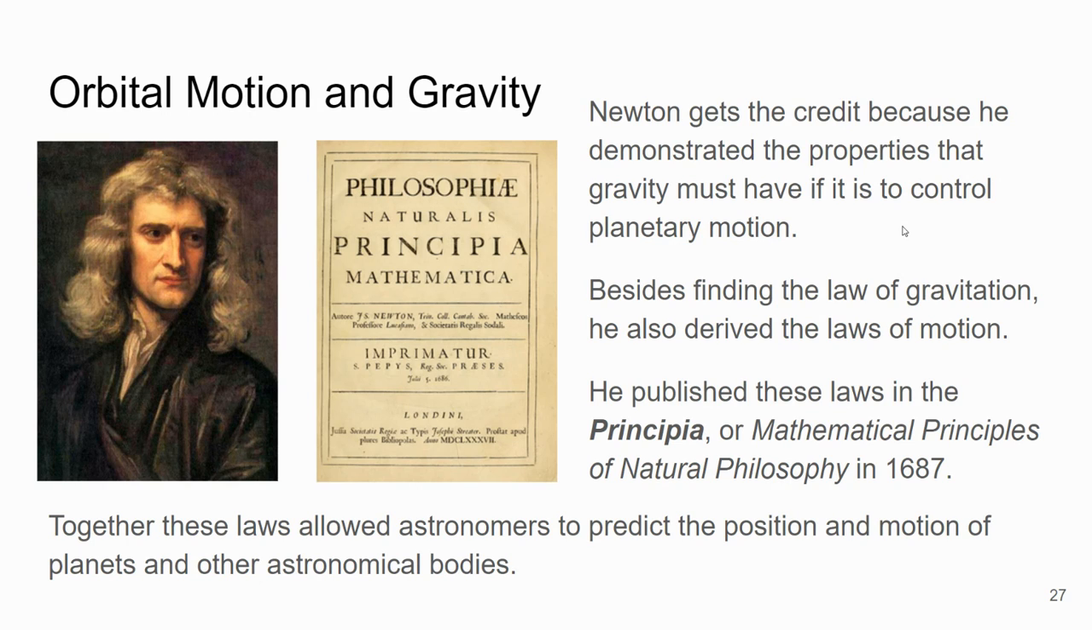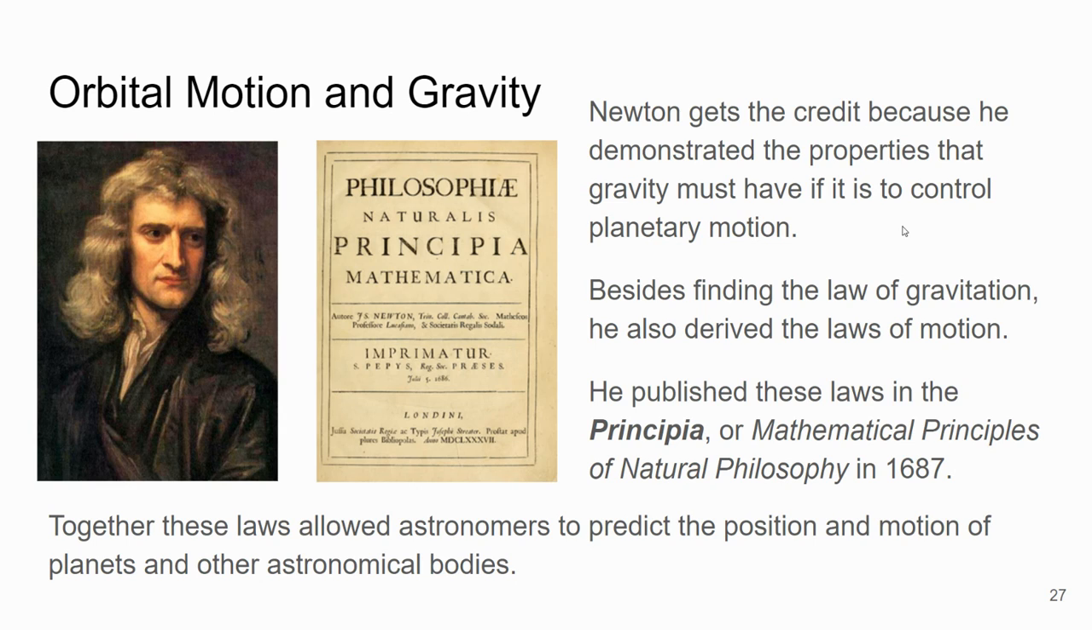So Newton, in 1687, published the first edition of this book called the Principia, or Mathematical Principles of Natural Philosophy, or in Latin, Philosophiae Naturalis Principia Mathematica. So this is a hugely important book in science, but also in the world. This is kind of what gets the scientific revolution and everything that came after it going, is the Principia. So in the Principia, Newton published his law of gravitation, and he also published his three laws of motion. And these laws together, the law of gravity and the three laws of motion, allow astronomers to predict the position and motion of planets and other astronomical bodies.